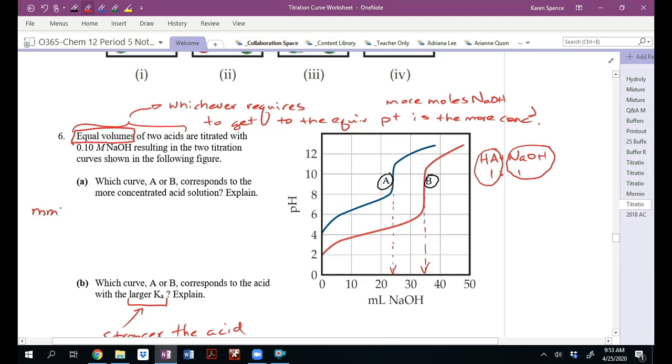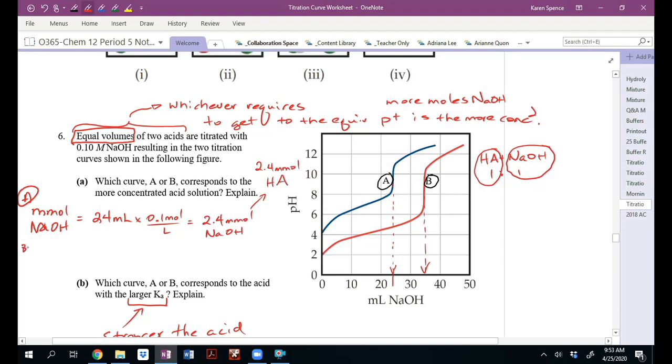So our millimoles of NaOH for A: that looks like about 24 milliliters. 24 milliliters times 0.1 moles of NaOH per liter, and we get 2.4 millimoles of NaOH, which means that we have 2.4 millimoles of acid A, let's call it HA.